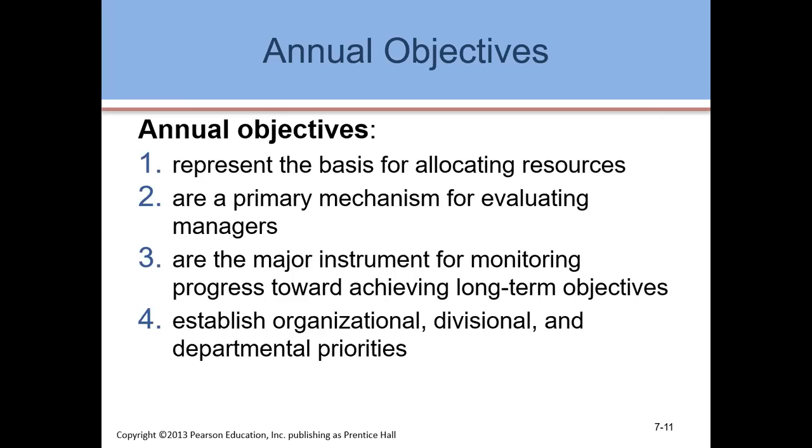And annual objectives would establish organizational, divisional, and departmental priorities as well. People would be clear and cautious about what targets they have to achieve in every financial year. And always remember that when we talk about annual objectives, we'll be concerned with strategic objectives, financial objectives, and then, trickling down from these two, operational objectives as well.